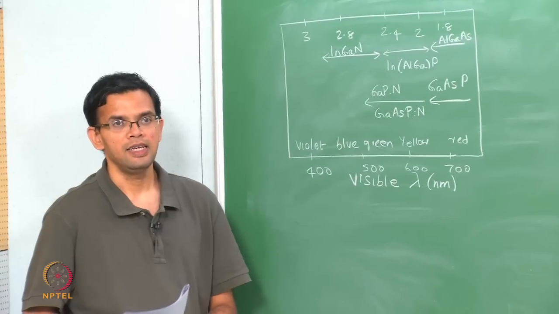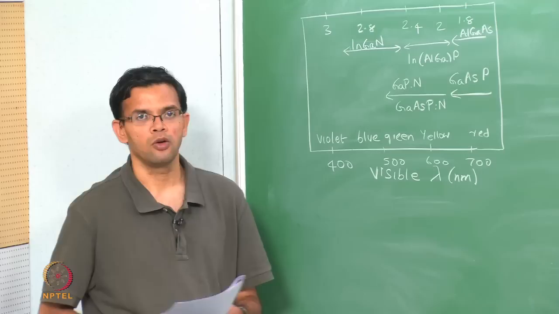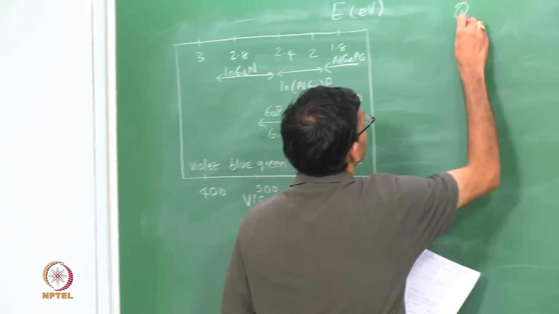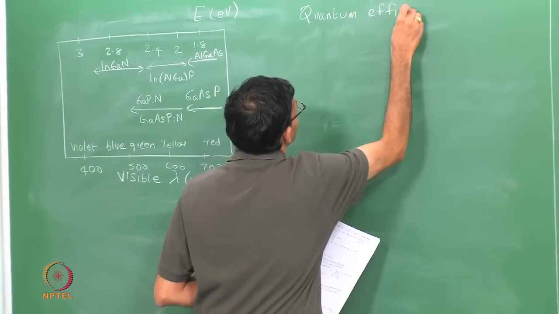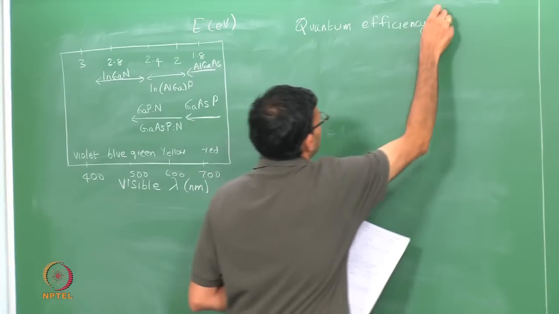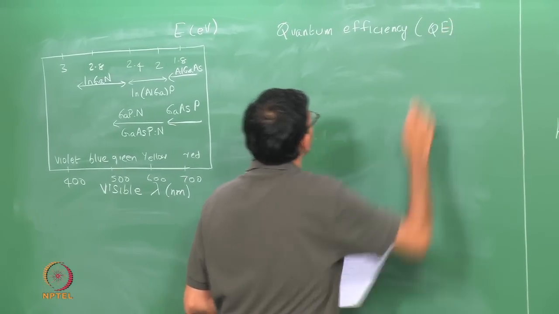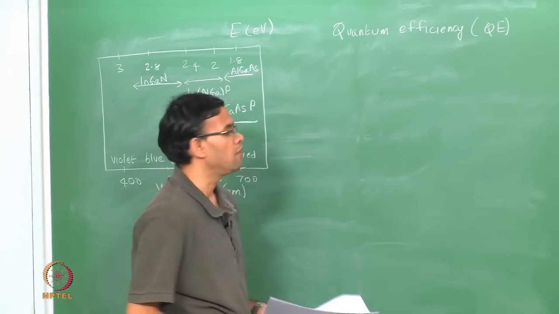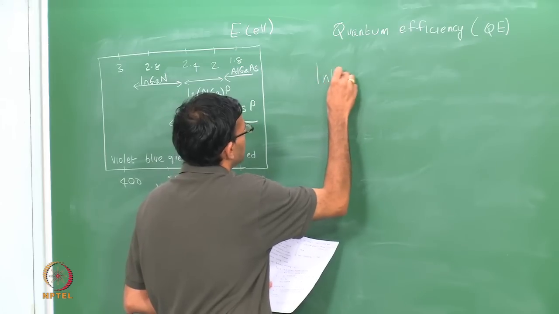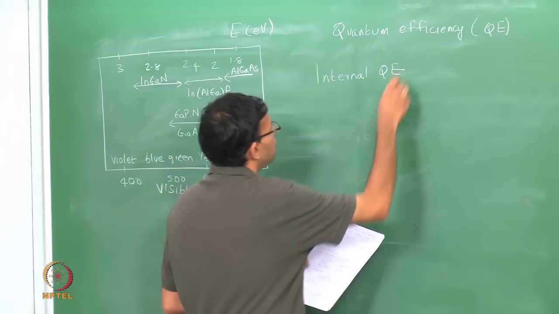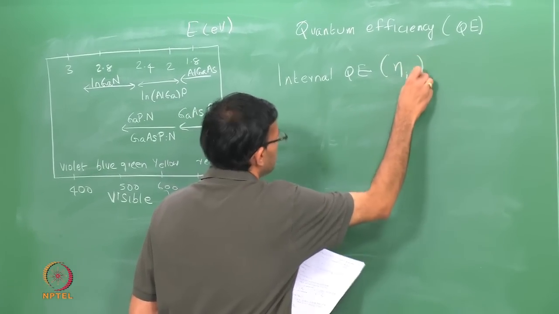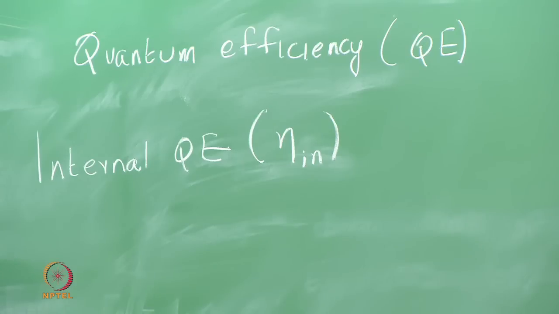When we talk about LEDs, we usually talk about a factor called the quantum efficiency. I'm going to abbreviate this as QE. Now, there are different metrics for the quantum efficiency. The first one is called the internal quantum efficiency. I'm going to denote this as eta IN. So, this is the number of photons which are generated internally divided by total number of carriers.